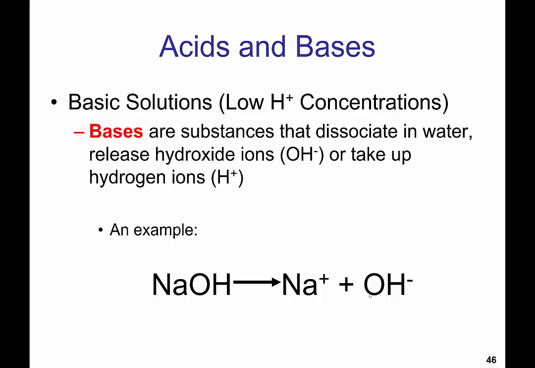Bases are substances that when they dissociate or break apart in water, they release hydroxide ions or take up hydrogen ions. A good example of this, a strong base, is sodium hydroxide, shown here by NaOH. And whenever it is dissociated in water, you get a sodium ion and a hydroxide ion. So here we see that it releases hydroxide ions. Also, we could see that if we combined this hydroxide ion with a hydrogen ion, we would reform water. So it could also take up hydrogen ions, right? Bases are also known as alkaline substances.